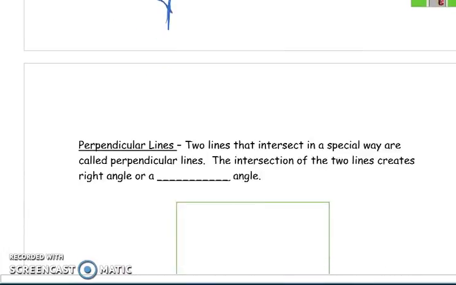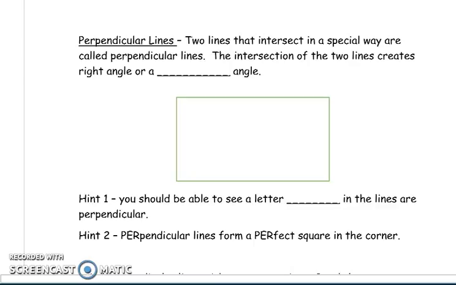There is a special kind of intersecting line, though. Pause if you need to catch up. The special kind of intersecting line is called perpendicular lines, and these lines crisscross, but they do it in a special way. And since it's special, we call two lines that intersect in a special way perpendicular lines.